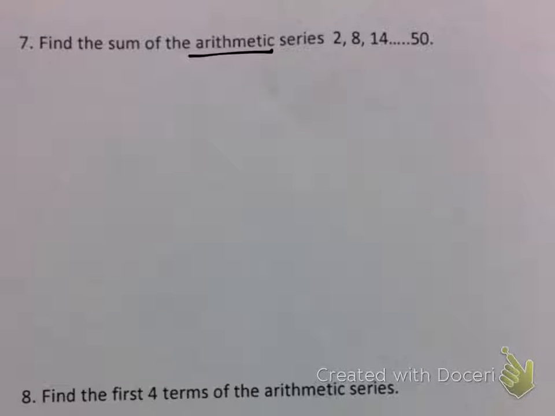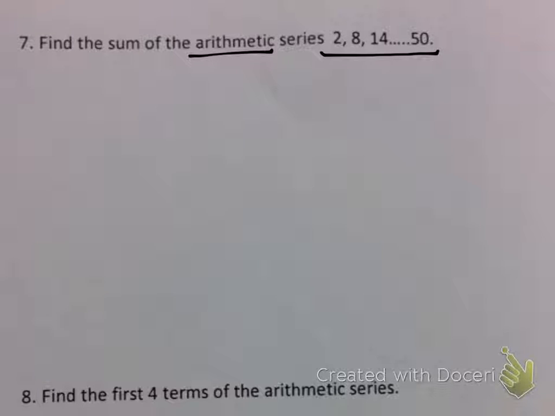So this finally changes to arithmetic series. It says find the sum of the arithmetic series, and it actually goes from 2 all the way up to 50. So this is a finite series. It has an end to it. So you can go and find the formula for the sum of an arithmetic series, and you could totally put this information into the formula.